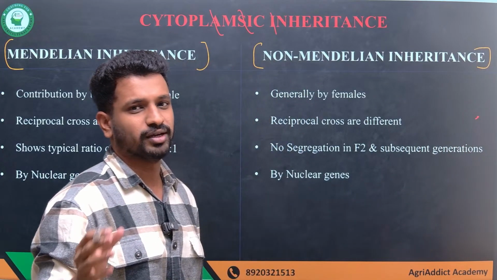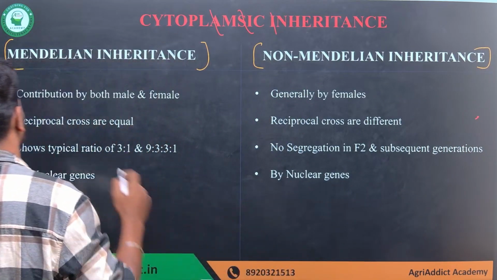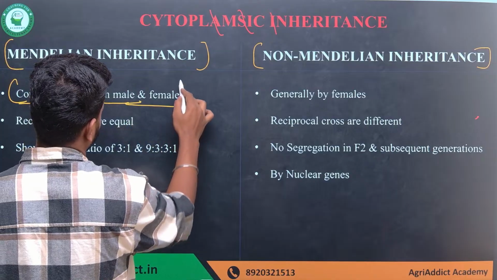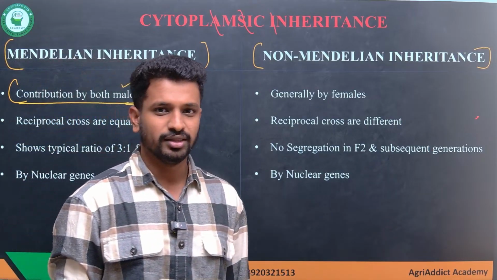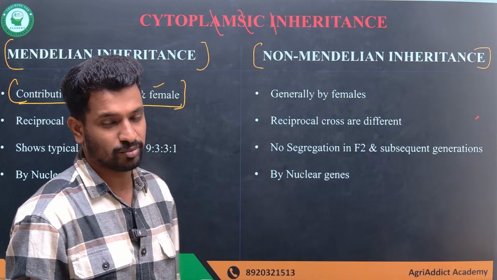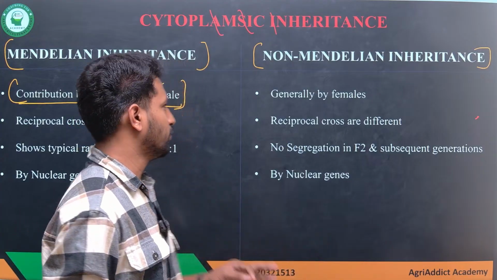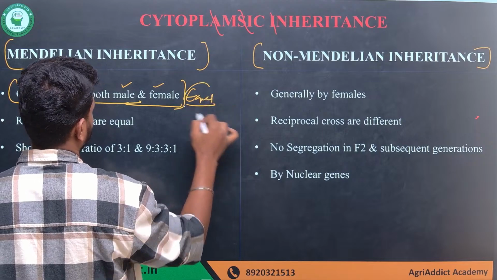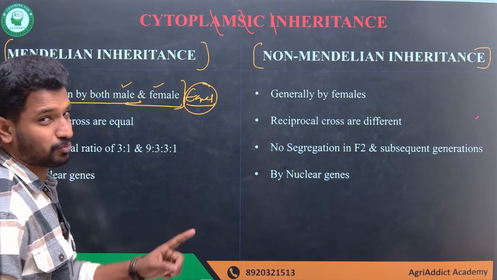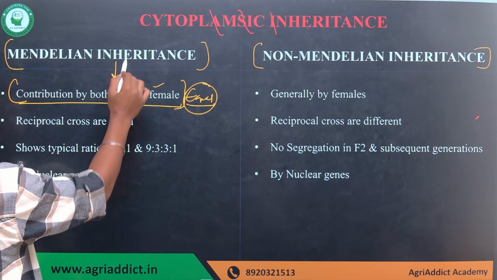If you know Mendel's first and second law, the contribution will be from both male and female from generation to generation. The alleles, the chromosomes, or the traits will be contributed by both males and females, with equal contribution from both. That is the very first point that you have to remember. This is under Mendelian inheritance.